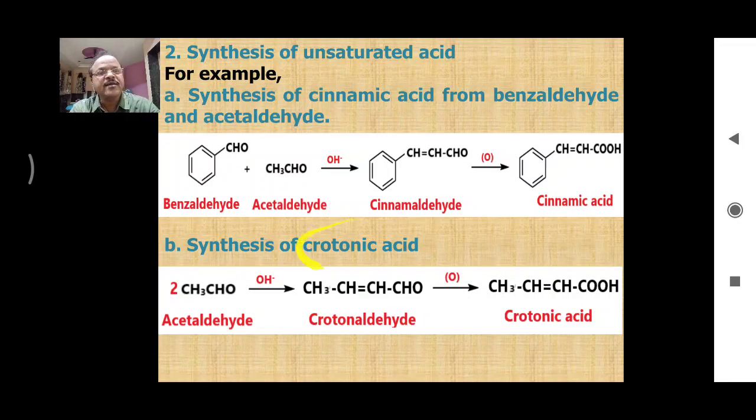The second example, crotonic acid can be obtained by aldol condensation. Two acetaldehyde molecules undergo condensation in presence of this base. There is formation of crotonaldehyde, which on oxidation, the CHO group gets oxidized to COOH group, and this acid is called crotonic acid. So these are the applications of aldol condensation reaction.